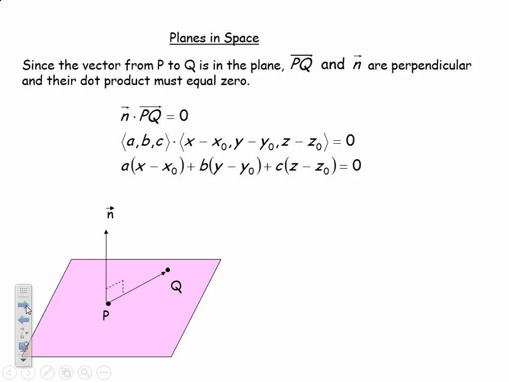Technically, n is the cross product of PQ. Okay, so is everyone okay with what I wrote? So here's vector n, vector PQ. Their dot product is 0, right?